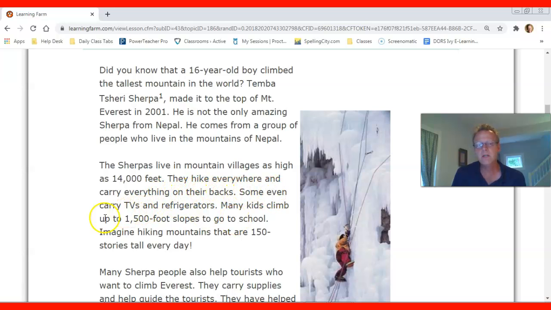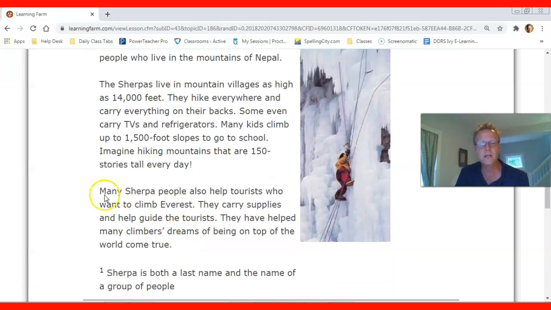Some even carry TVs and refrigerators. Many kids climb up to 1,500-foot slopes to go to school. Imagine hiking mountains that are 150 stories tall every day. Man, that would make you strong, wouldn't it? That would prepare you to climb Mount Everest and help others do it. Let's take a look. Many Sherpa people also help tourists.